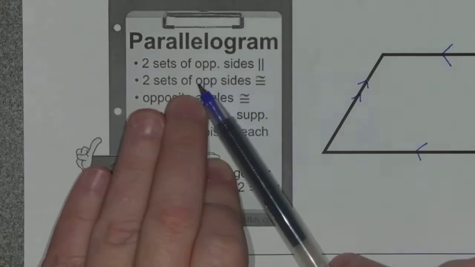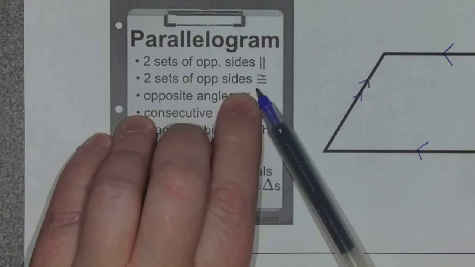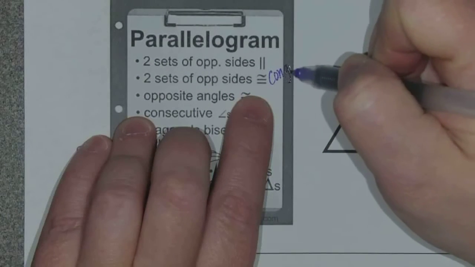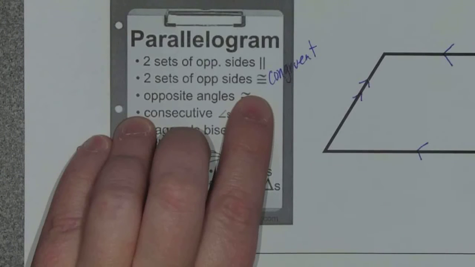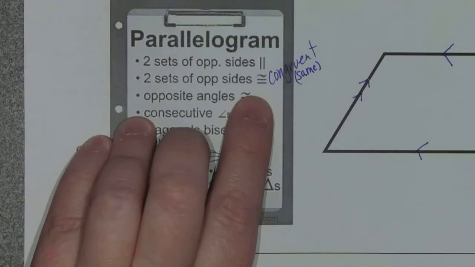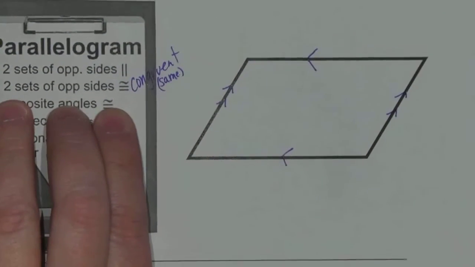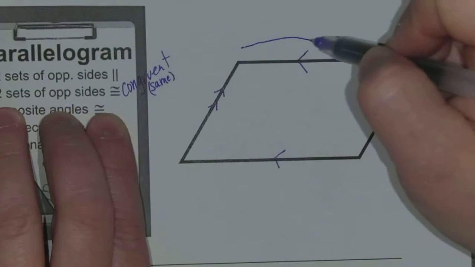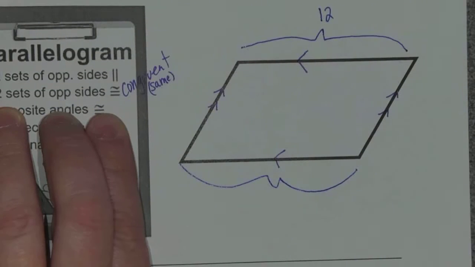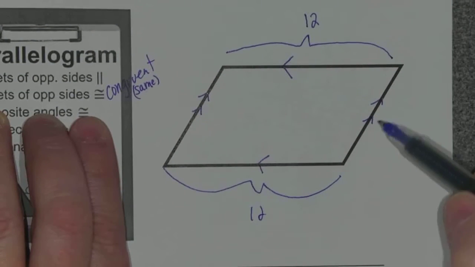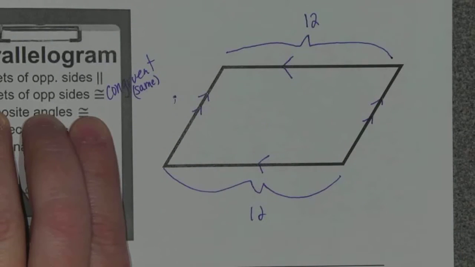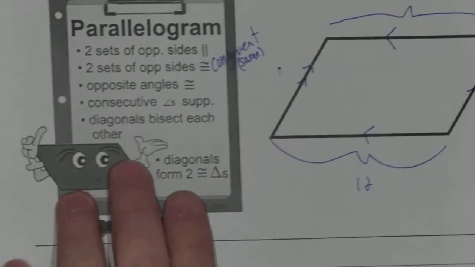So it says the two sets of opposite sides are, anybody know what this symbol means? It means congruent, and another way to describe congruent is the same or equal. So two sets of opposite sides are equal. For instance, if I know that from here to here measures 12, guess what from here to here measures? 12. And if this side over here is x, guess what this side over here is? X. Because the opposite sides are equal to each other, they're congruent, okay?